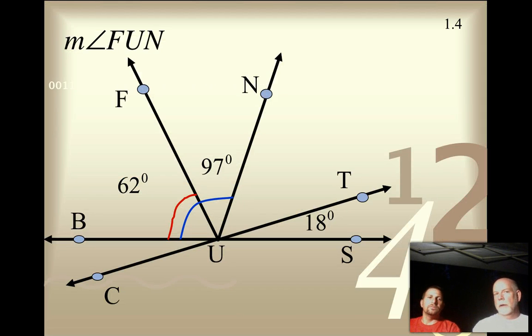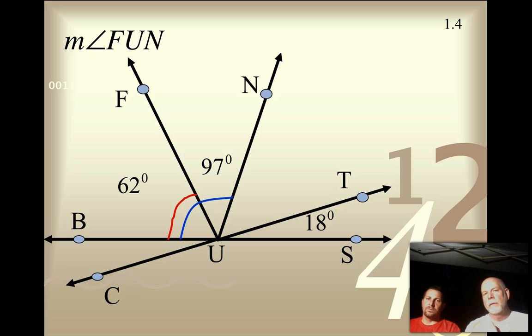And here's an example of that. They're giving us some particular information in here, and we need to come up with some of the angles that they're asking for. And so right now they're asking for angle FUN, F-U-N. And so now you need to be careful in this diagram because it's not 97 degrees. It looks like it maybe because the 97 is inside that small angle right there.